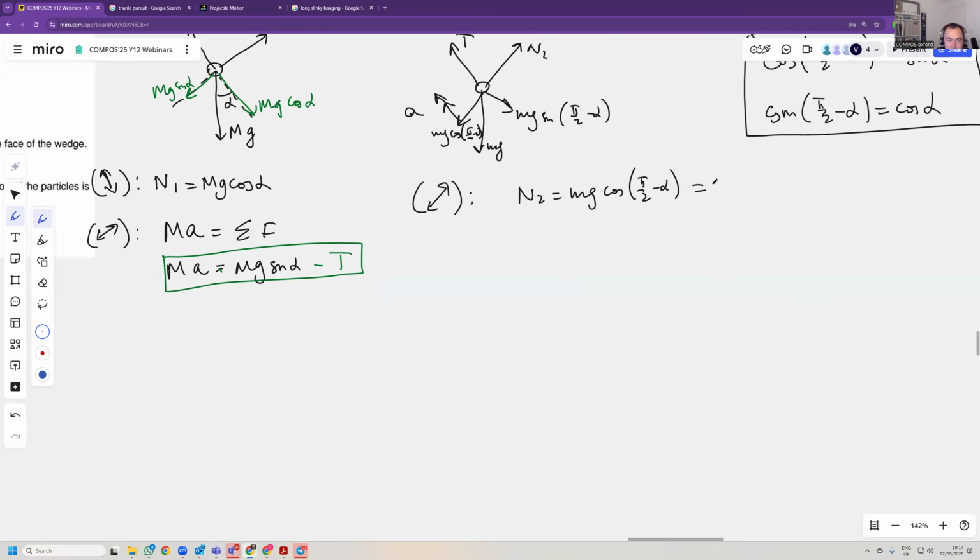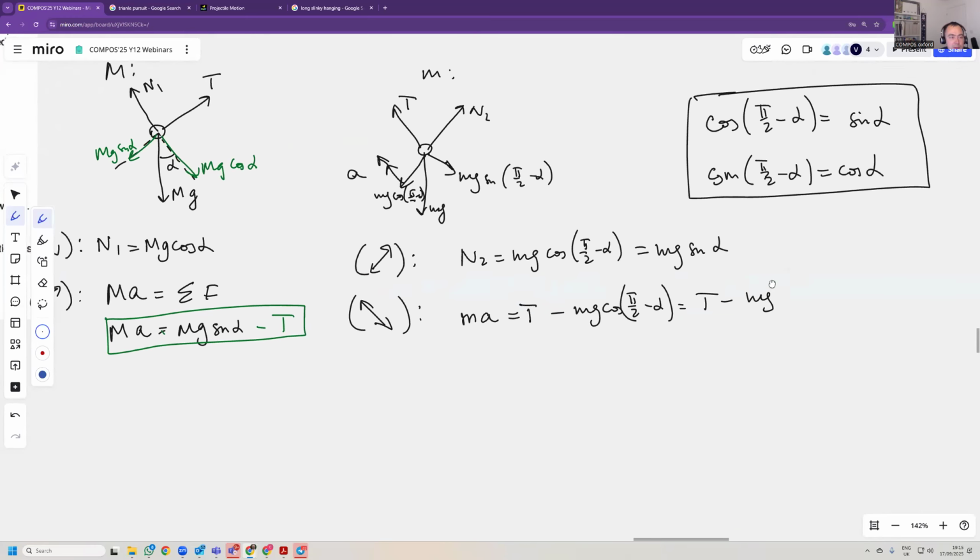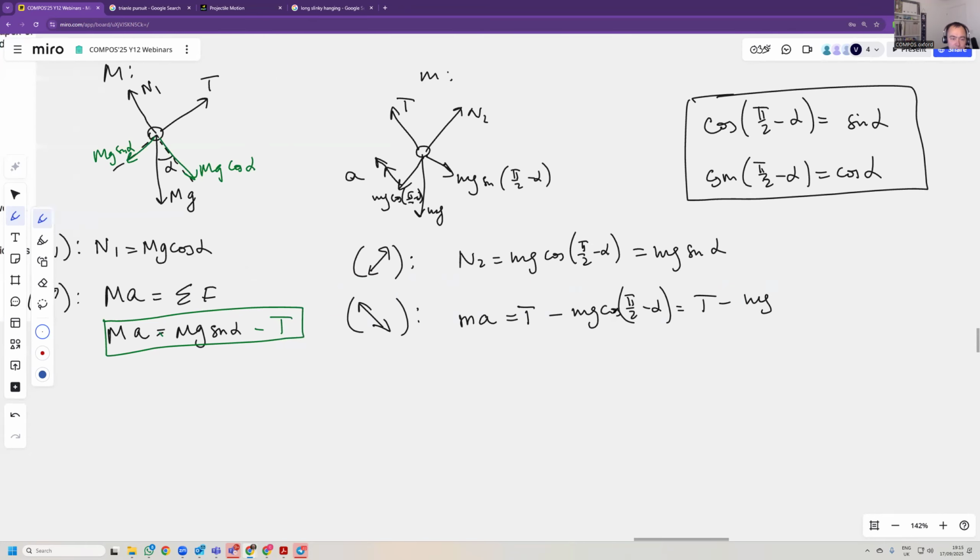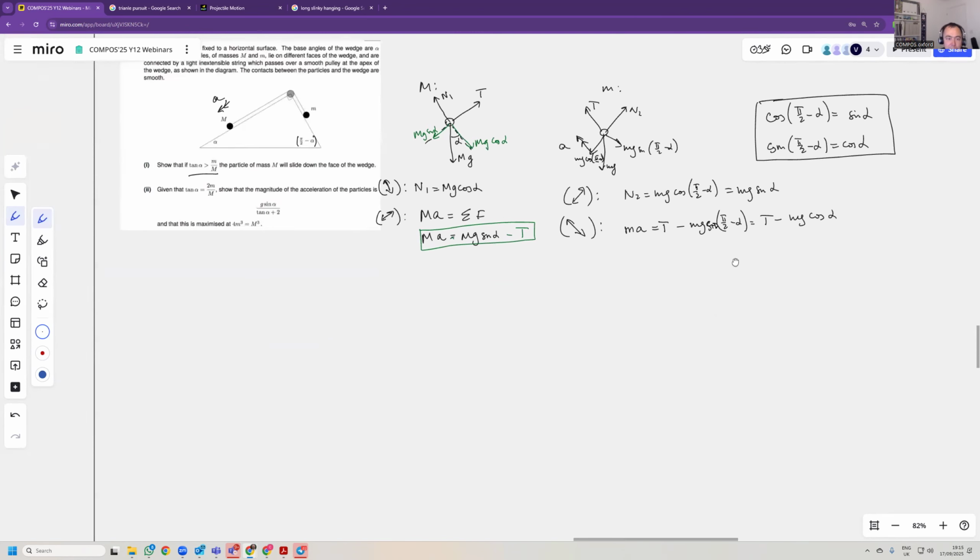And so that is equal to mg sine alpha. And now resolving the forces in this direction along the slope, you have mass times acceleration is equal to tension minus mg cos (pi/2 minus alpha), which is T minus mg. That doesn't make any sense. Sine... mg cos alpha. Yeah, mg cos alpha.